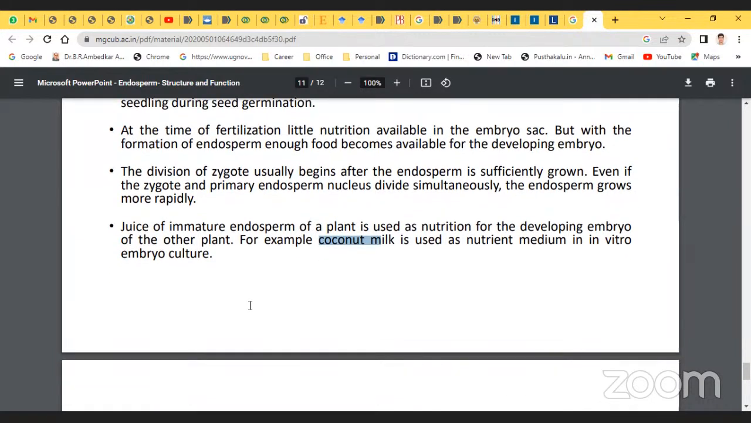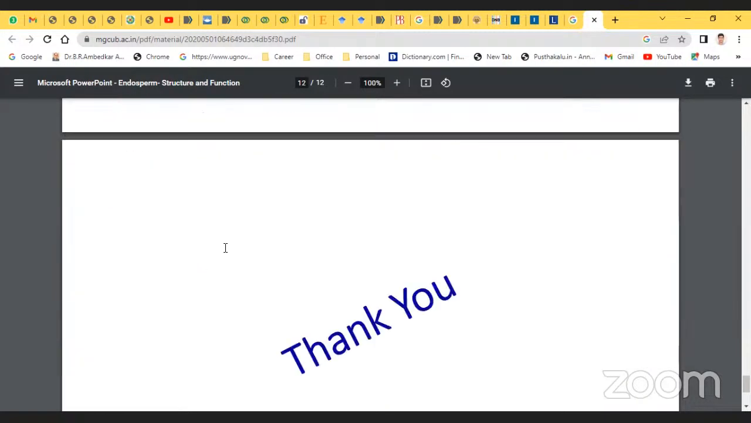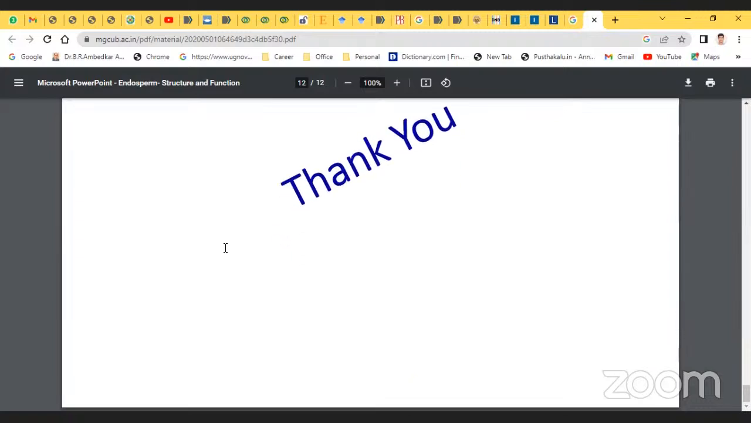In vitro embryo culture means when we artificially provide all the nutrient medium in laboratory conditions. At that time, coconut milk is used as a nutrient medium for in vitro embryo culture. So these are the importance and functions of endosperm. Just wait, I will share some images of the nuclear endosperm.